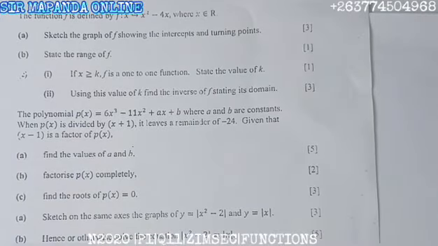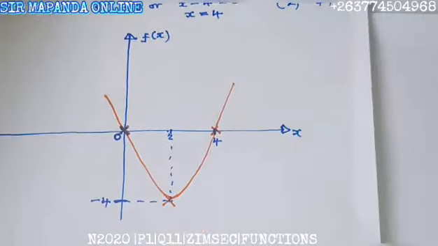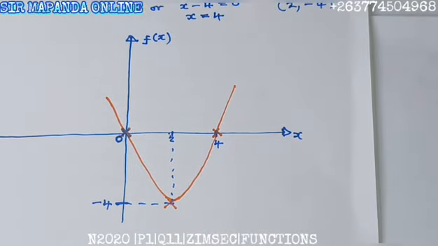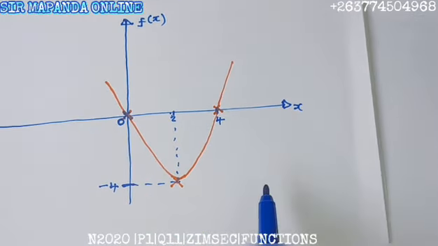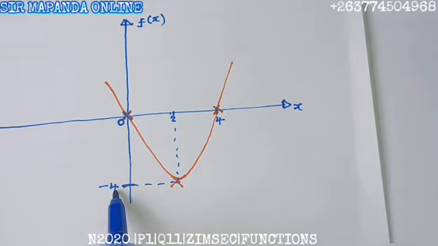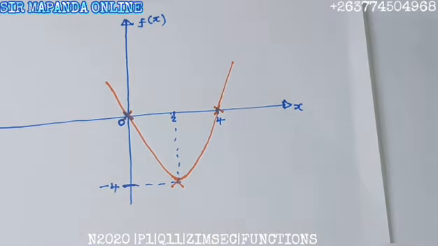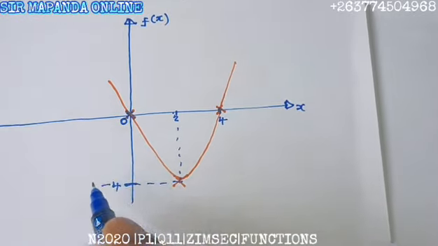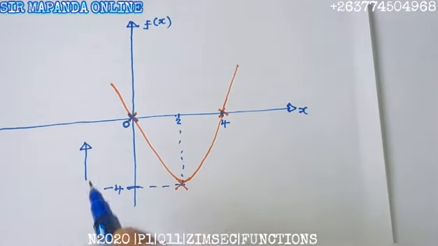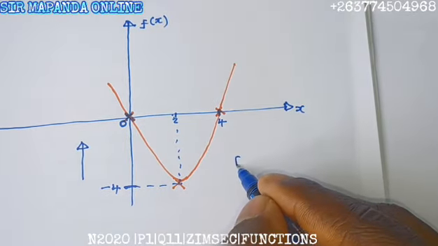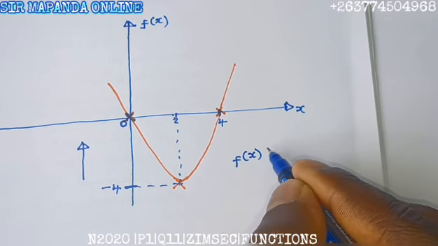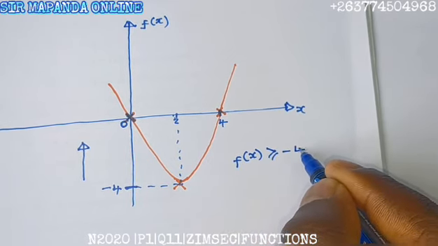It reads, state the range of f of x. So the range is very simple. You can even obtain it from the graph. You can notice that the values of y are starting from minus 4 upwards. They are starting from minus 4 moving in an upward direction. So the range is simply f of x is greater than or equal to minus 4.